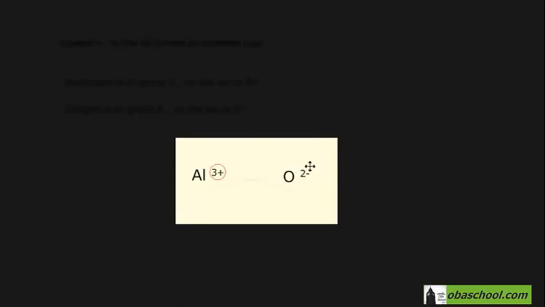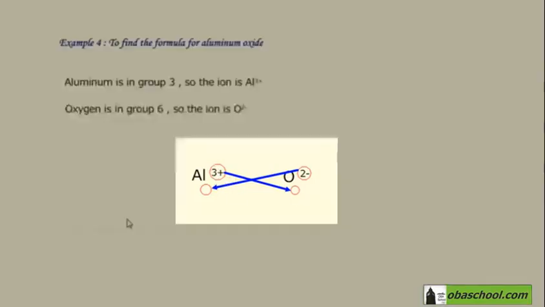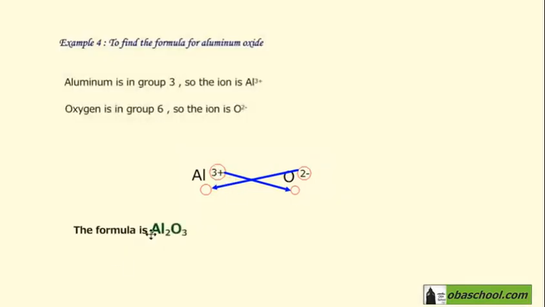Circle the charges of both ions. Now the charge of Al goes to the lower right corner of oxygen, and the 2- goes to the lower right corner of aluminum. So this is the crisscross method, and the formula is Al2O3.